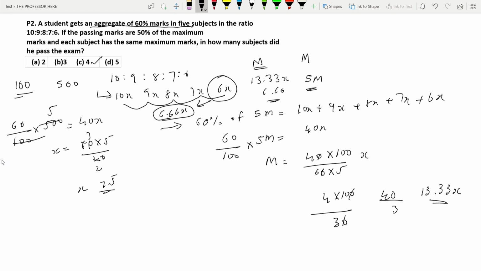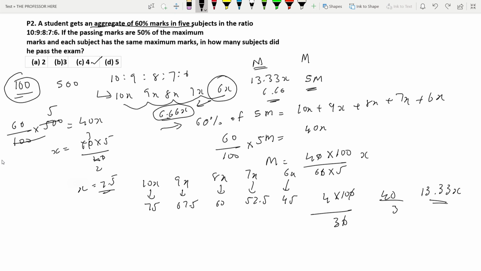So the value of x is 7.5, which means his scores are: 10x becomes 10 into 7.5, 75. 9x becomes 67.5. 8x becomes 60. 7x becomes 52.5. And 6x becomes 45. We assumed the maximum marks to be 100, and 50% of 100 is 50. So the passing mark is 50 and only 45 is lower than that. So he passed 4 subjects. This is the second method to solve this question.